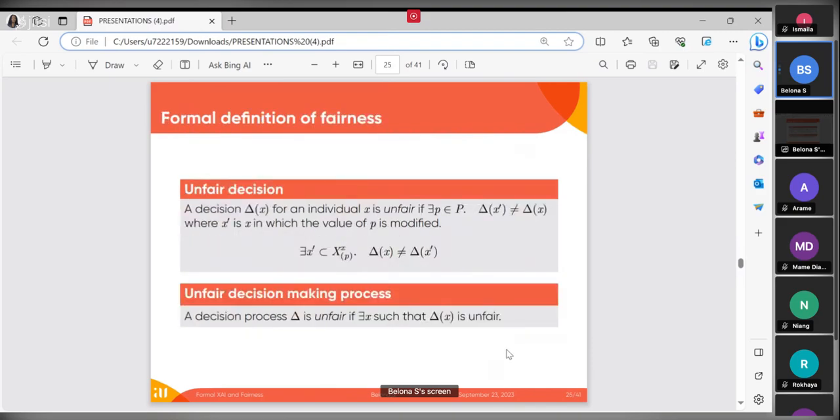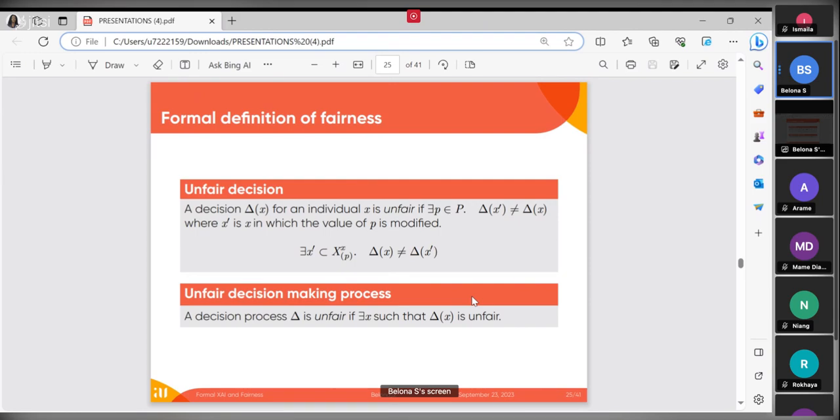And in that context, what will be an unfair decision? We will say that a decision is unfair if people who differ with me only on the protected variable have different outcomes. Like Belona, I'm accepted by the system, but there is a male who has the same characteristics as me, like he also passed the interest exam, he has a good recommendation letter, but just because he is a male, he's not accepted by the system. In that case, we say that the decision making process is not fair.